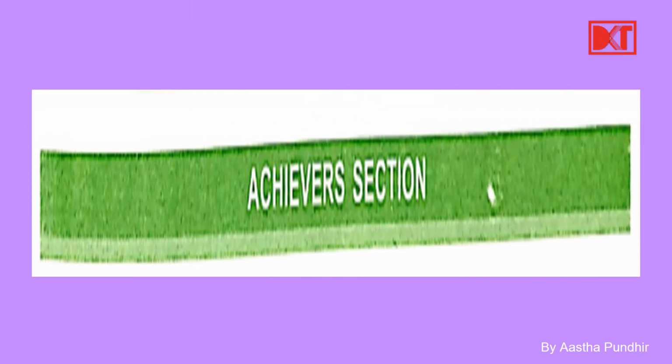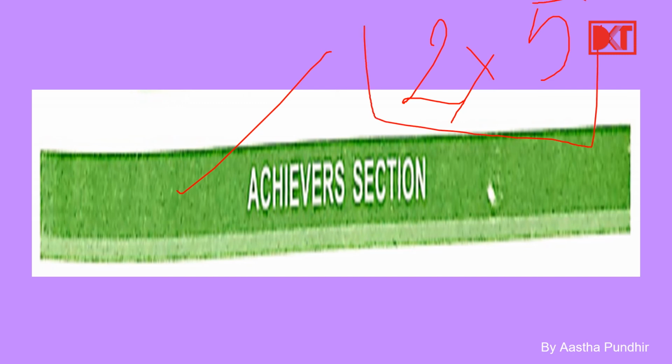Now here is the achievers section. These carry double the marks. 2 into 5 question. We will be having HOTS questions in here. High order thinking skills. Let's start.